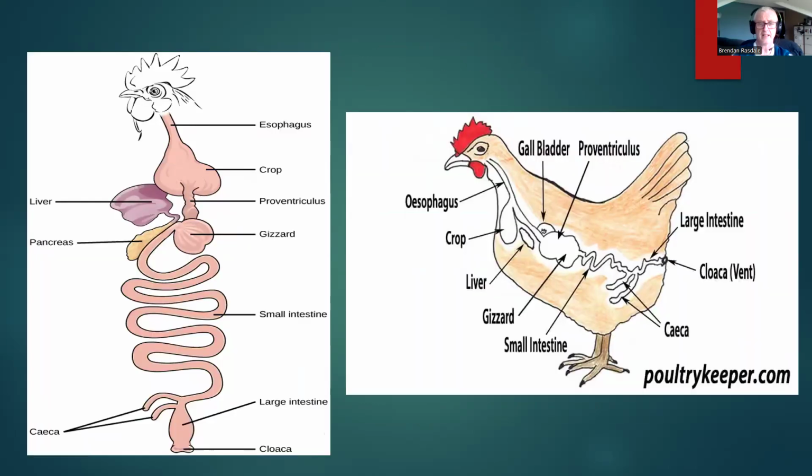All right. So you can see there how it goes, the one on the left is very good. Esophagus to crop to proventriculus to gizzard. OCPG. Small intestine, large intestine, you're fine. Watch out, of course, the cloaca is for feces and urine, which are mixed together. The cloaca is a sort of vent. All right, that's it done.